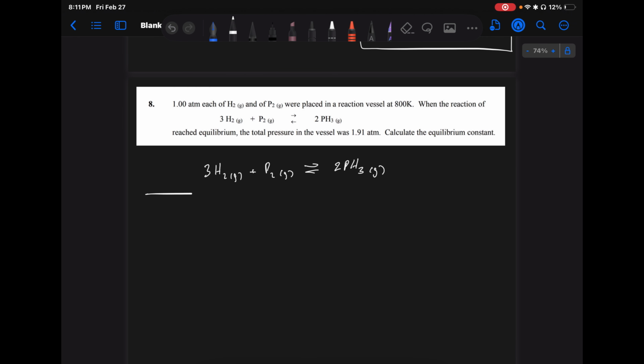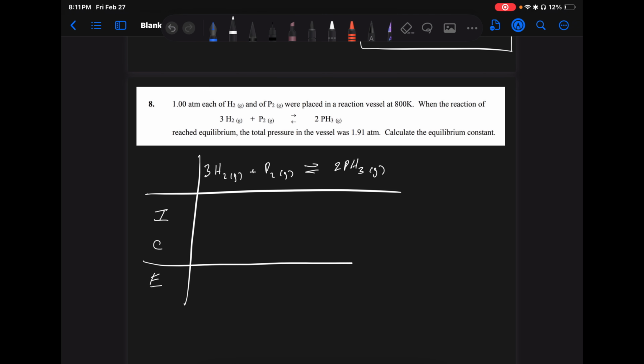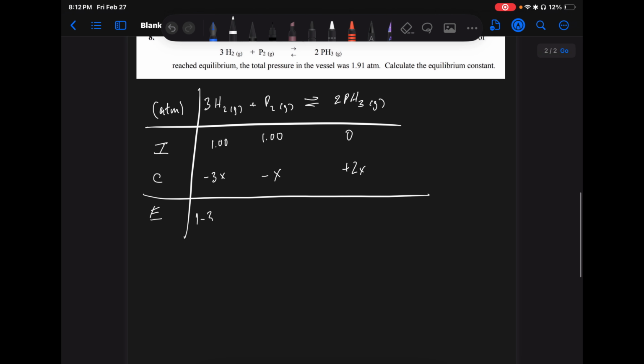Anyway, continuing on with this, just making the ice table. Initial, change, equilibrium. So here we are, 1 atm of H2. So this is units atm. So here 1.00, 1.00. Okay, so at equilibrium would just be 1 minus 3x, 1 minus x, and 2x.